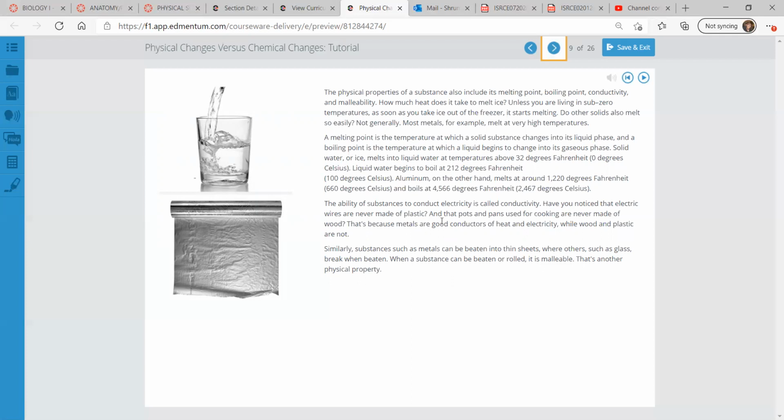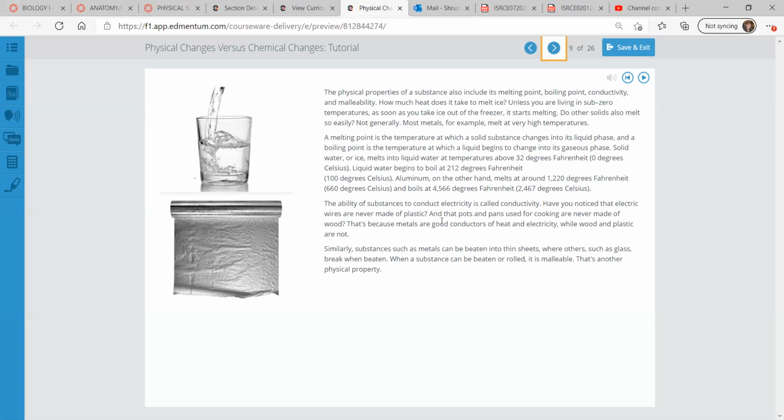A melting point is the temperature at which a solid substance changes into its liquid phase. And a boiling point is the temperature at which a liquid begins to change into its gaseous phase. Solid water or ice melts into liquid water at temperatures above 32 degrees Fahrenheit, 0 degrees Celsius. Liquid water begins to boil at 212 degrees Fahrenheit and 100 degrees Celsius.